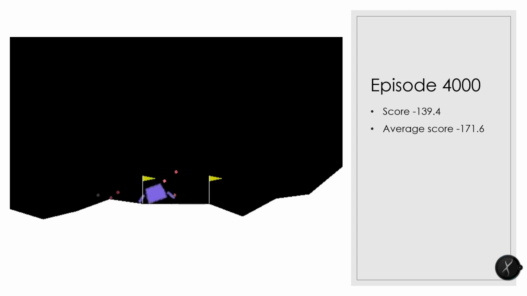As you can see, it did much better. It landed within the flags. One of its legs touched, but it's still not perfect. Let's see.